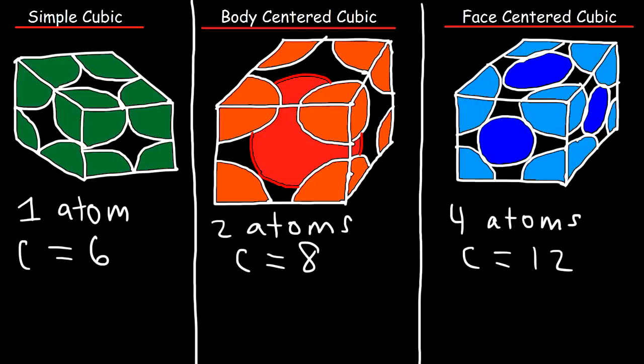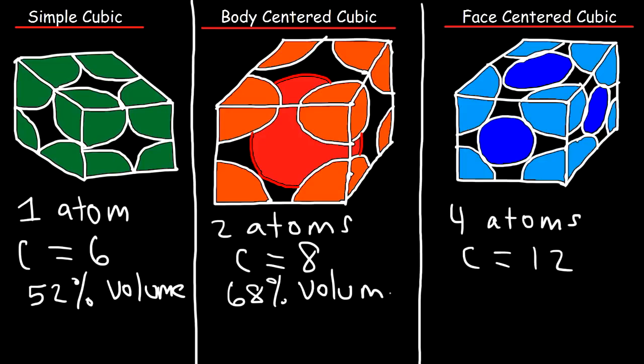Now the next thing we need to talk about is the volume. About 52% of the volume of the cube actually consists of the volume of the atoms in this cube. So 48% is empty space. For the body-centered cubic structure, it's 68% efficient. So what that means is that out of the entire cube, the atoms are arranged in such a way that they occupy 68% of the total space in the cube. So that means 32% is unused space.